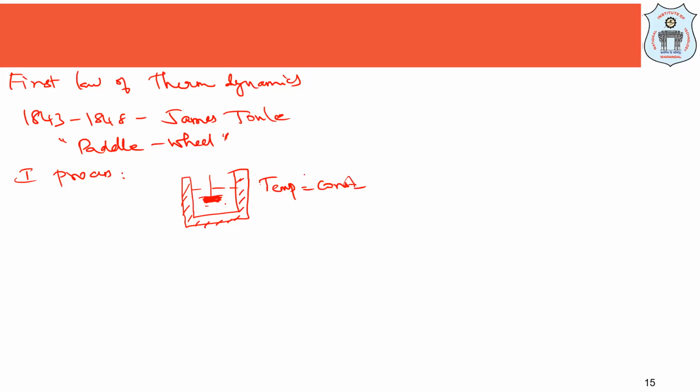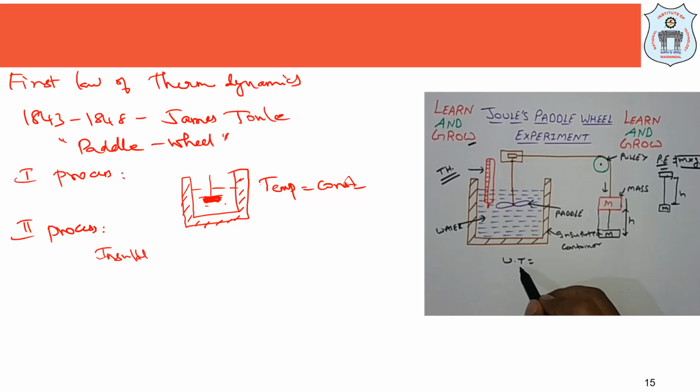Okay, so that is one process he tried, and he tried another process where the insulation is removed. Okay, so insulation is removed, and he allowed the transfer of energy in the form of heat from the liquid to the cooling water till the liquid reaches the original temperature. Okay, so that's what was considered.